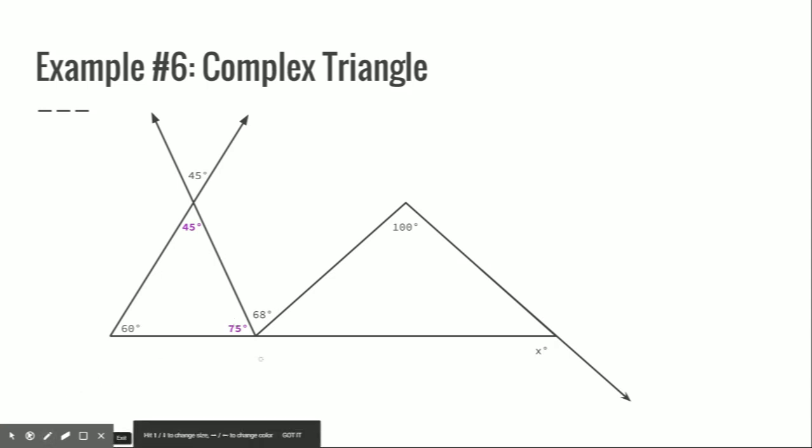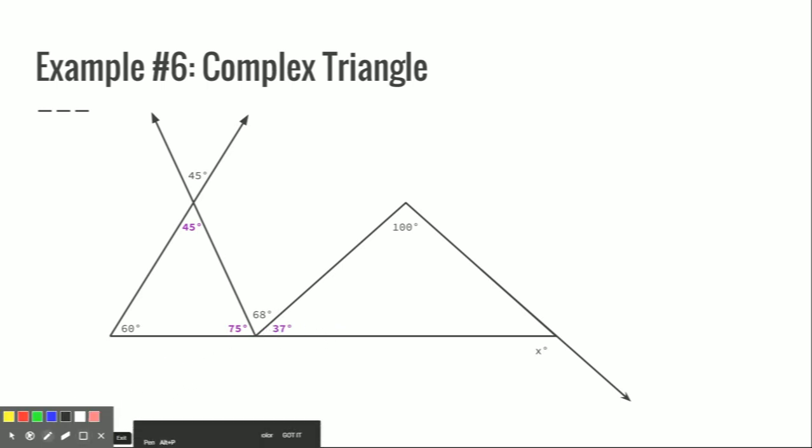Now here, our next missing angle is right over here. And as you can see now, we're looking at this as a straight line. And a straight line, again, adds up to 180 degrees. Now, if I take 180 degrees and subtract 75 and 68, my missing angle would be 37.